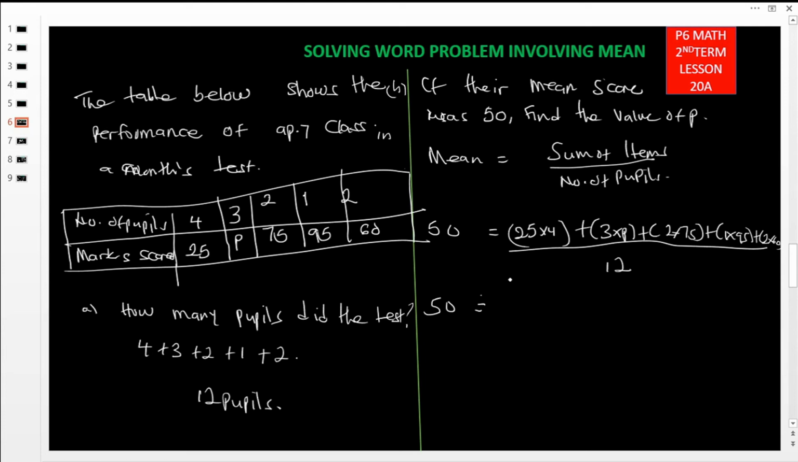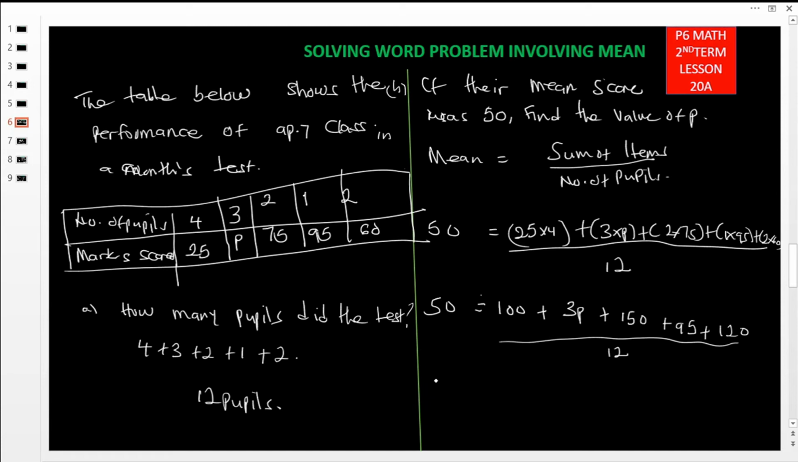So if we compute this one, this one is going to be 100 plus 3p, then plus 75 times 2, that is 150, then plus our 95, then plus 2 times 60 here is going to be 120. Please, you have to use a ruler and space your work. Actually, I just love the way you organize your work, all of you. Keep that up.